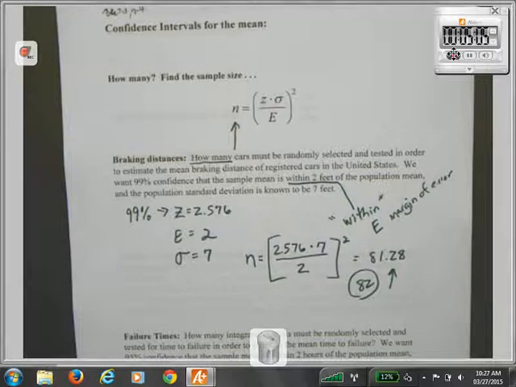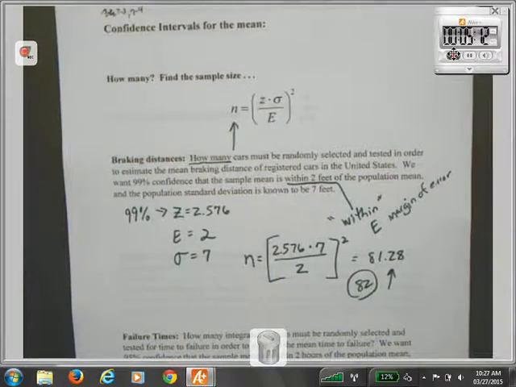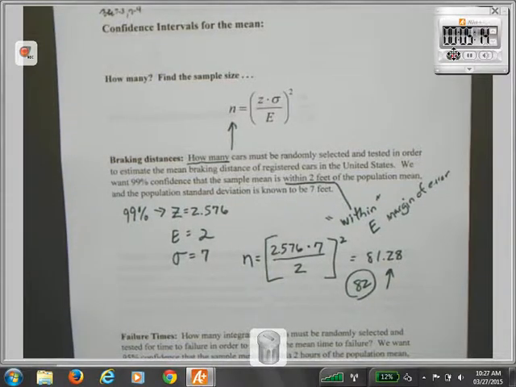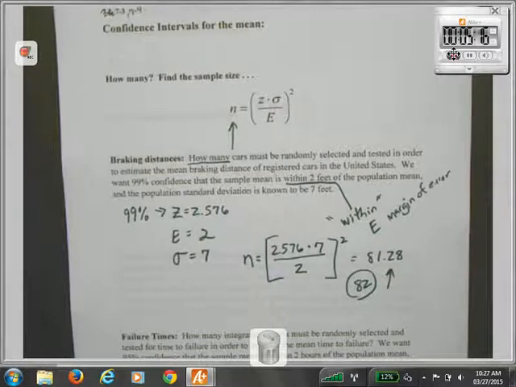So the fact that it's only 82 is probably pretty good if we were actually going to have to go randomly select these cars, because that would be costly. Sometimes that process can be costly, and to keep those costs down, that's why we do this little calculation.